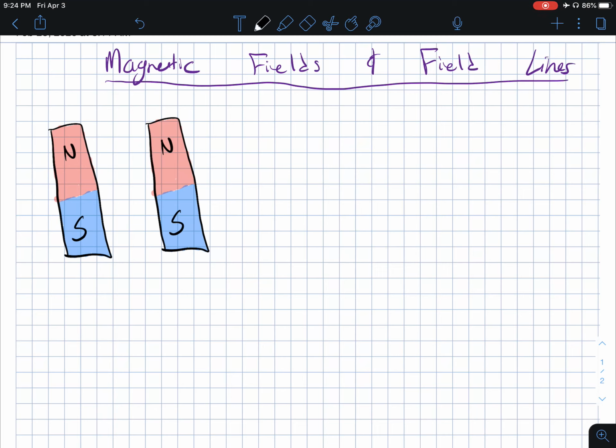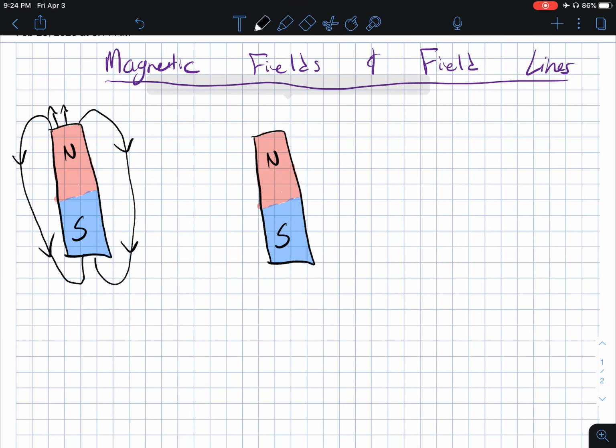All magnets have magnetic field lines, and they look a little something like this. As you can see here, magnetic field lines always go in the direction of north to south. That's just one of the properties of them. As they travel from north to south, they're just going to go this way. But if you were to look at the inside of this magnet, you would see that the magnetic field lines continue to go this way, where they travel south to north.